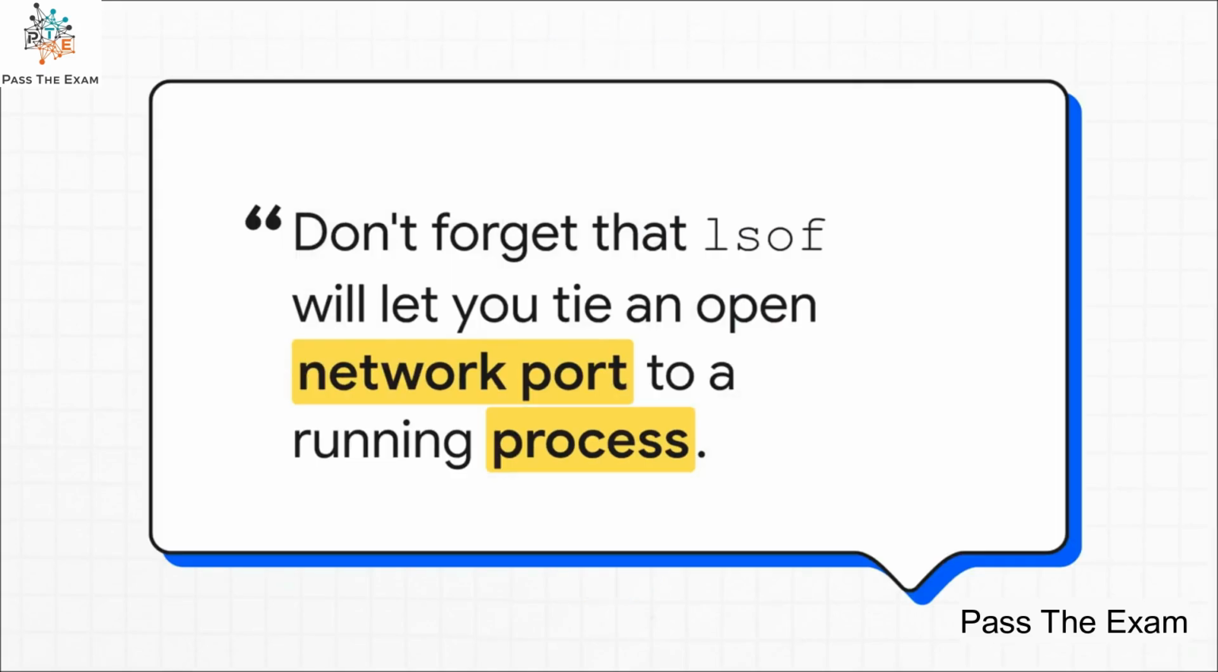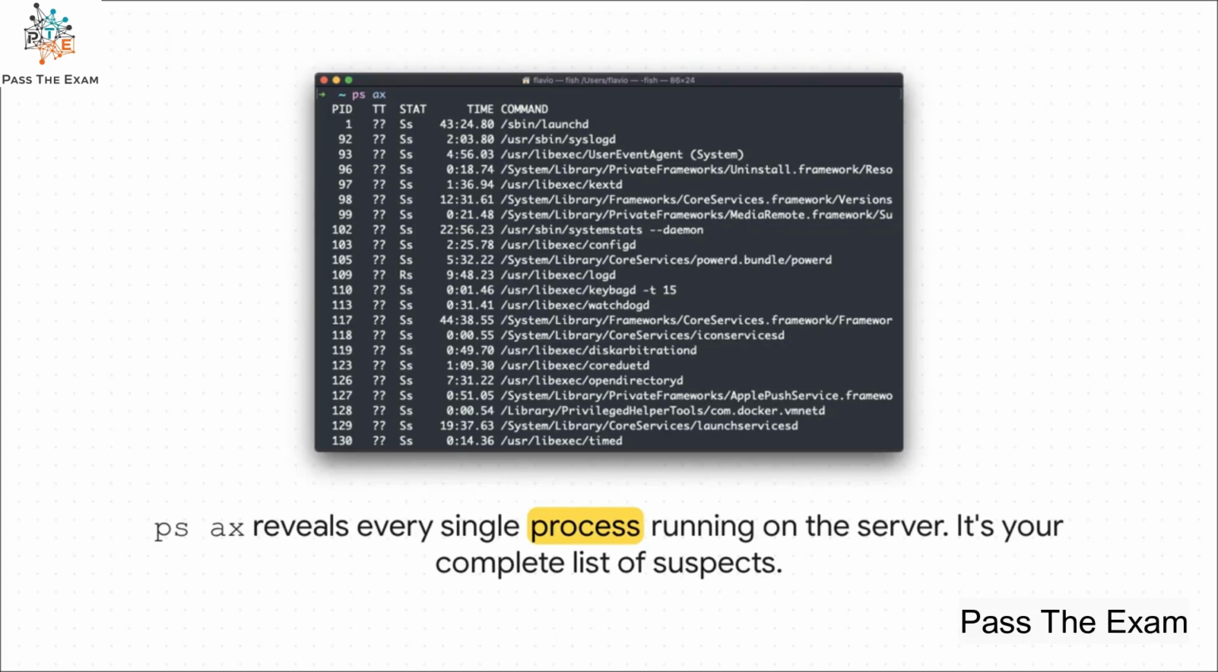The whole game, when you're troubleshooting, is connecting the dots. Like this piece of wisdom from a seasoned sysadmin on Reddit points out, you don't just look at things in isolation. You figure out how a network port is connected to a specific running process. And to do that, you first need to see what's running in the first place. So, where does our detective work start? With the ps command.